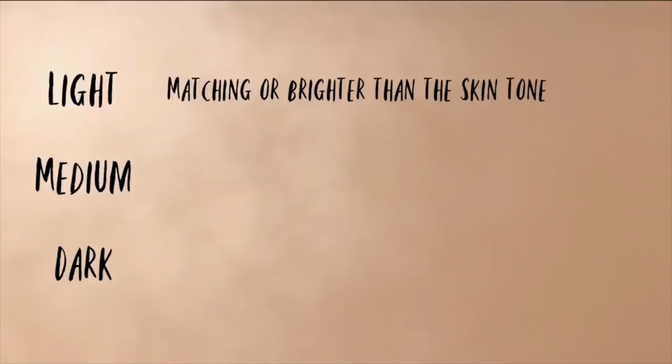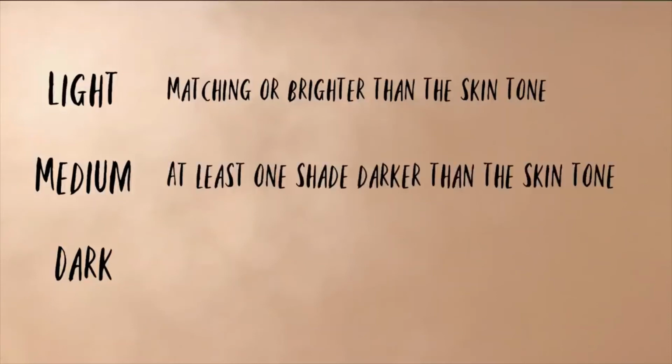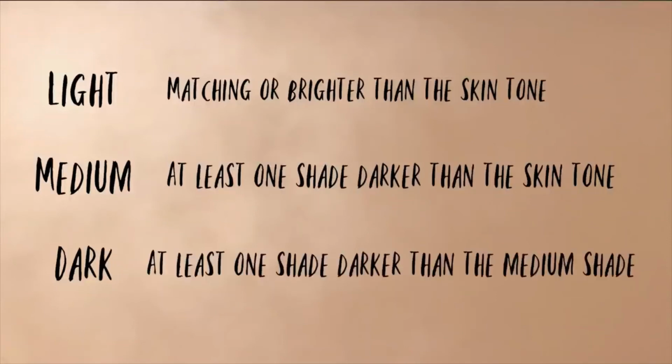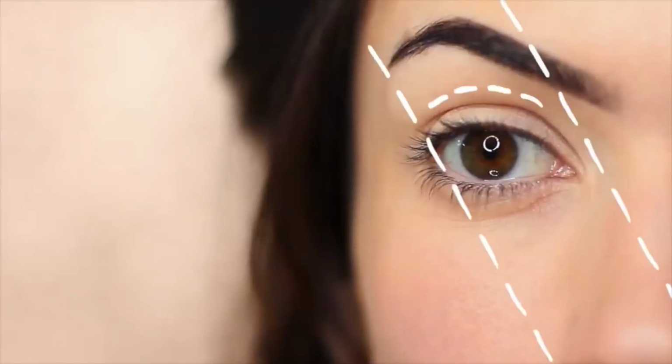However, the light is now going to be pretty much matching the skin tone or a touch brighter instead of being lighter. The medium shade is going to remain the same. It's still going to be 1 shade darker than the skin tone. And the dark shade is still going to remain the same, 1 shade darker than the medium. And our placement lines are very similar to the average, just slightly adjusted.